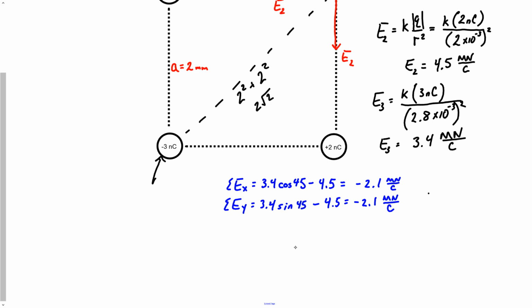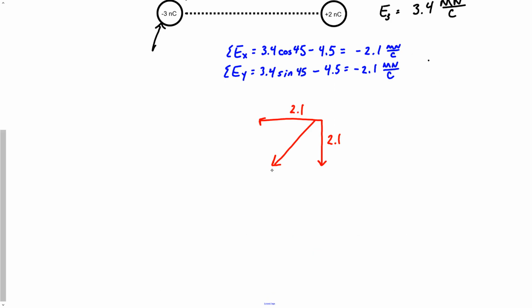It means I've got an electric field in the x that's left 2.1. I've got an electric field that's down 2.1. And so if I want to know what my resultant electric field is, I messed that up, didn't I? If I want to know my resultant electric field, it's just like finding a resultant force. Let's just say I'm going to call this my ER, my resultant electric field here. All I have to do is 2.1 squared plus 2.1 squared.